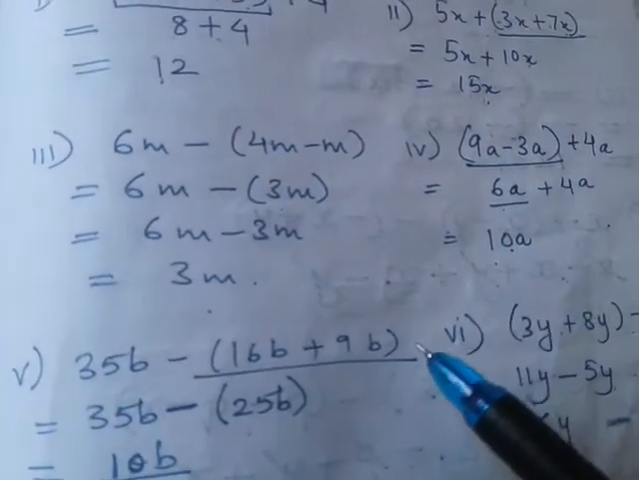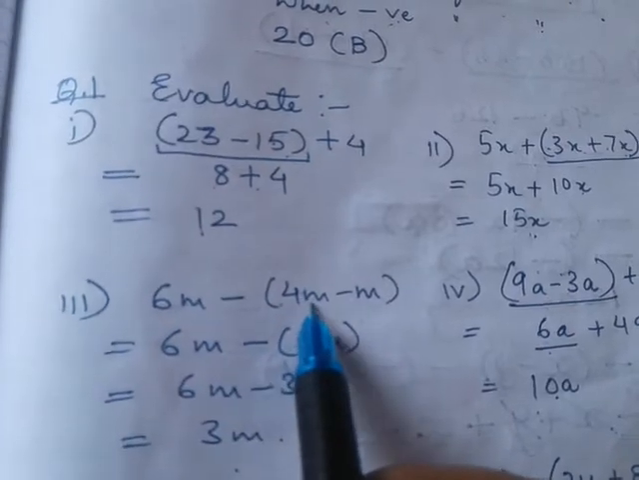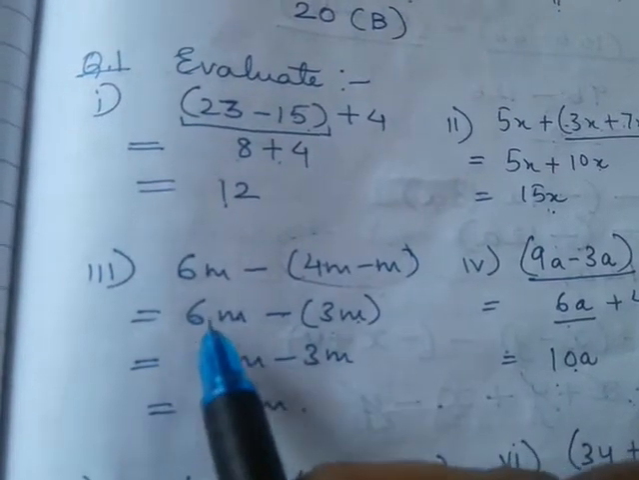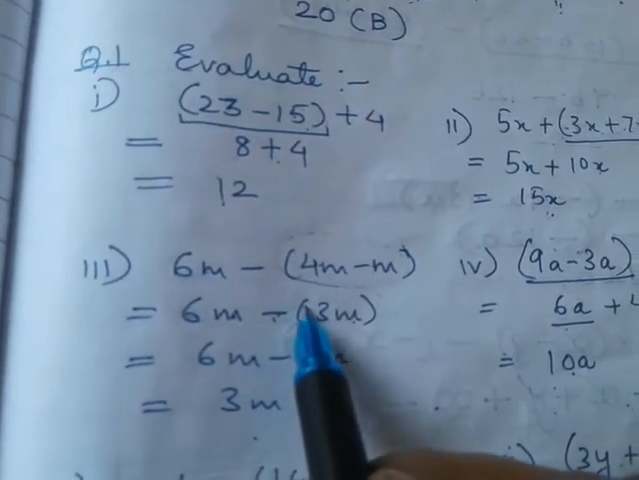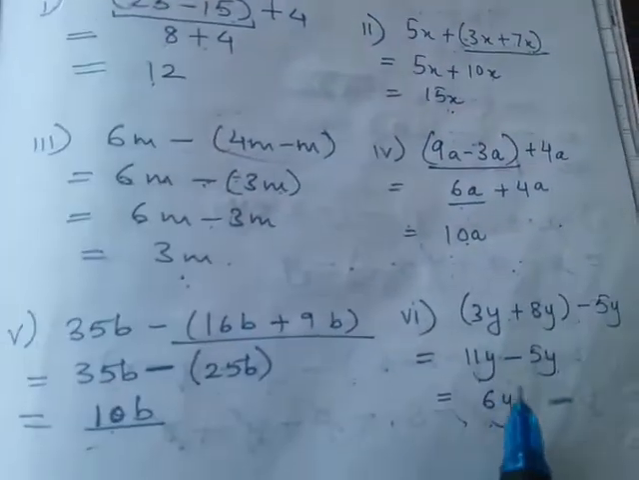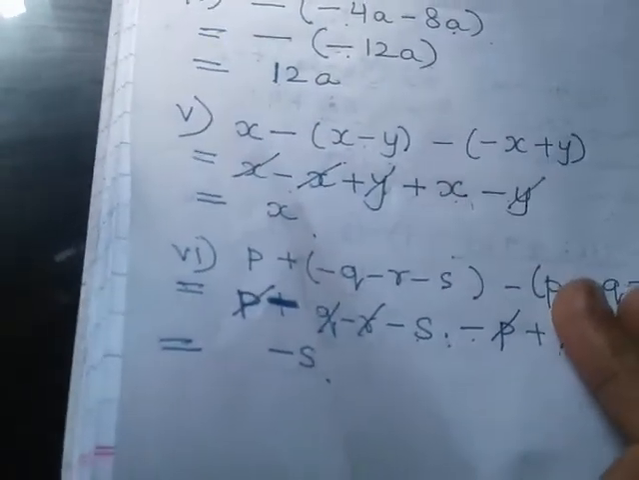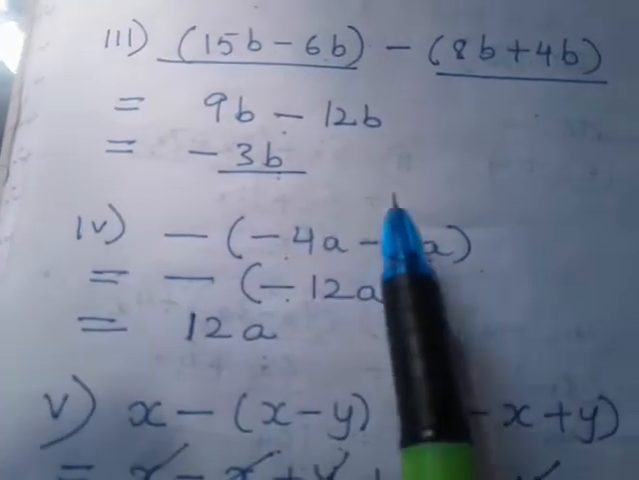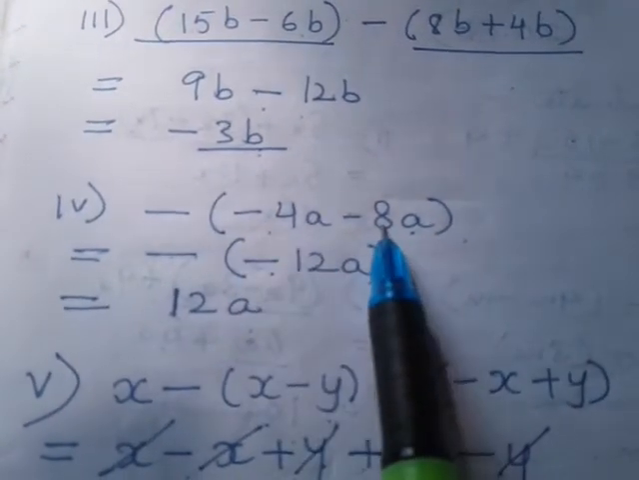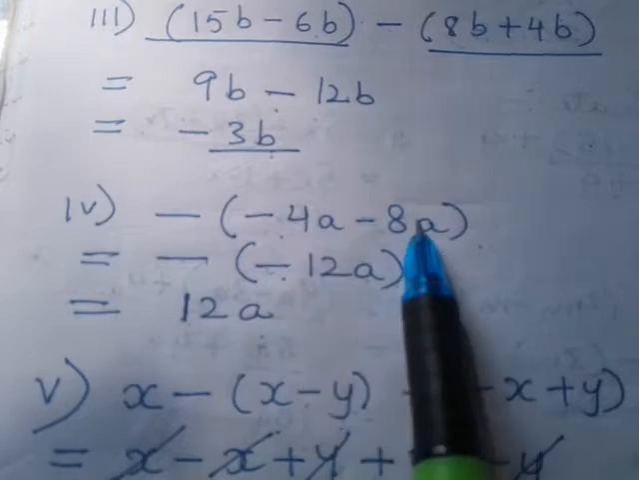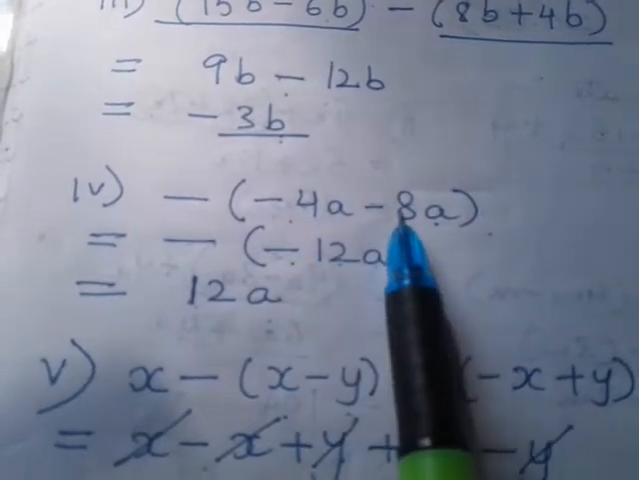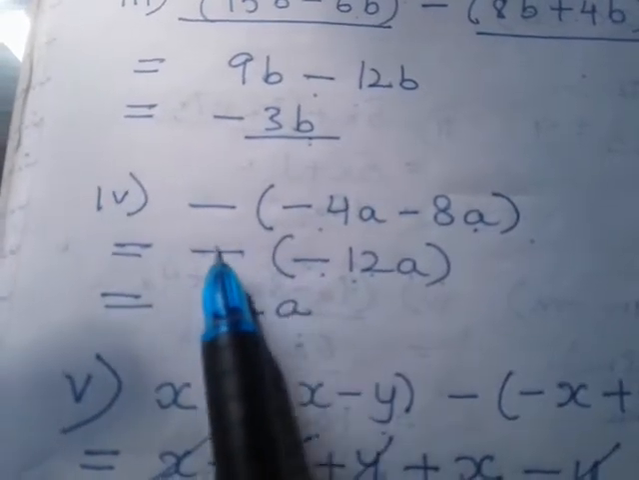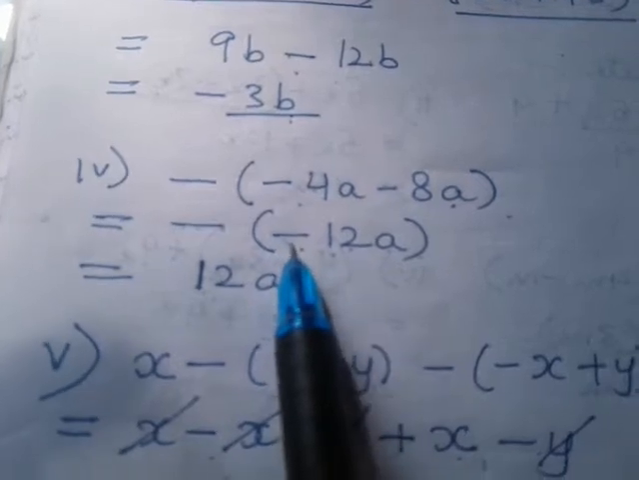Okay, so let's take this example, 6m minus 4m minus m. So solve the inside bracket first. 6m minus 4 minus 1 is 3m. Now open the bracket: before the bracket is minus, so the inside sign plus will become minus. So 6 minus 3 is 3. Okay, now I'm trying this one. Before the bracket is minus, so do not worry about this sign first. Solve this first. So minus 4a minus 8a minus 12a. Since they are like terms, I can do the further calculation. So minus 8 minus 4 is minus 12a. So minus minus is plus: if there is a minus sign before the bracket, all the inside signs will change. So here minus was there, so plus 12a.